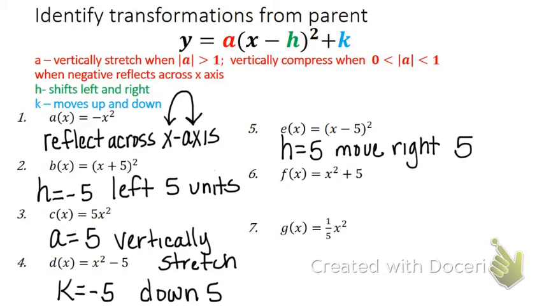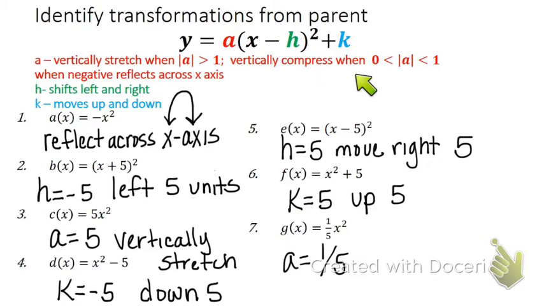For number 6, that positive 5 is not in your parentheses, which means that is your k value. When k is positive, the parabola will move up 5. And number 7, the a value is 1/5. When the absolute value of a is in between 0 and 1, it is vertically compressed, or it's going to appear wider than the parent.